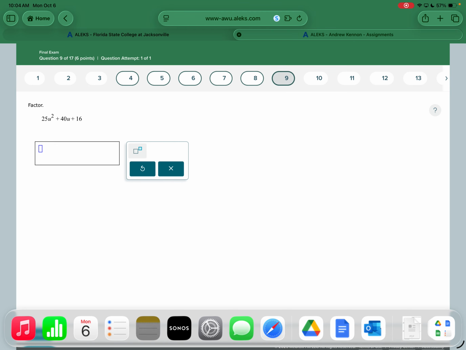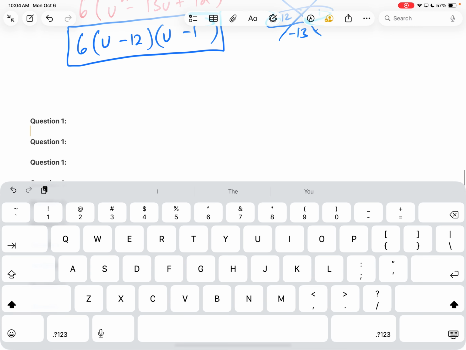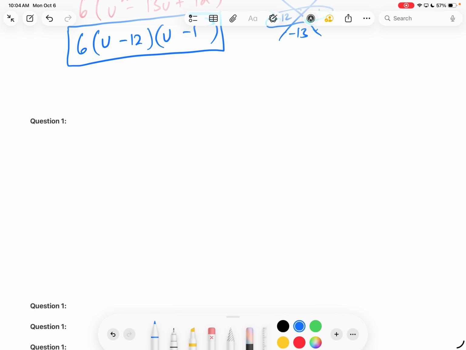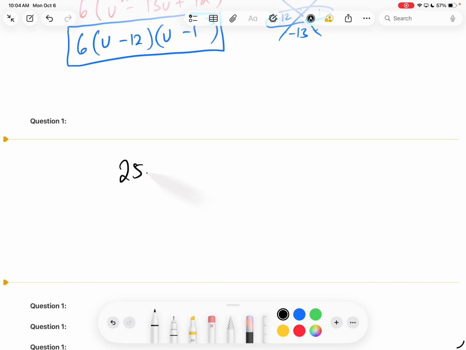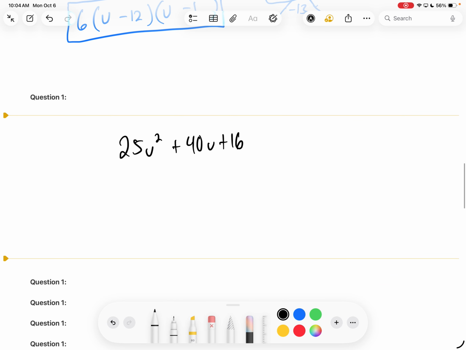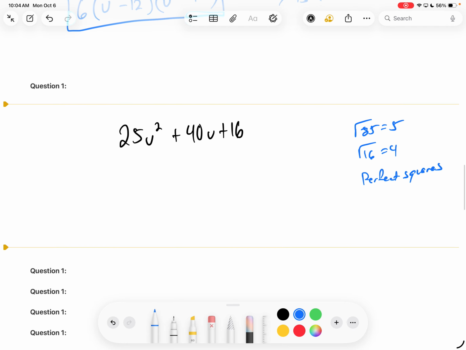25u² plus 40u plus 16. On this one, these are big numbers, right? But hopefully you recognize, don't I know the square root of 25 is 5? And the square root of 16 is 4? So when there are perfect squares, it's usually a shortcut one.